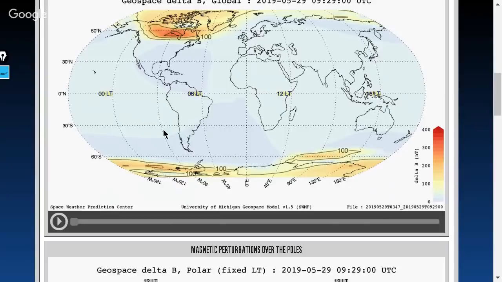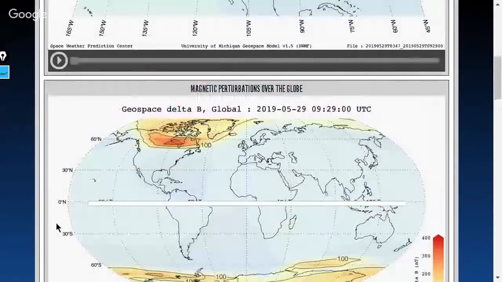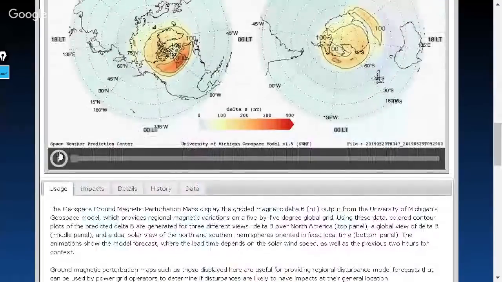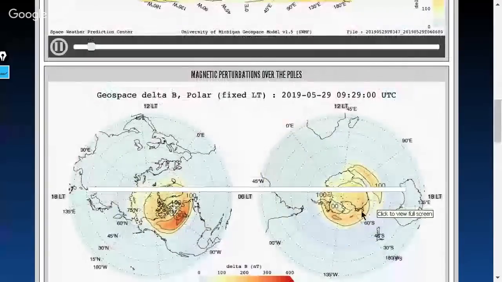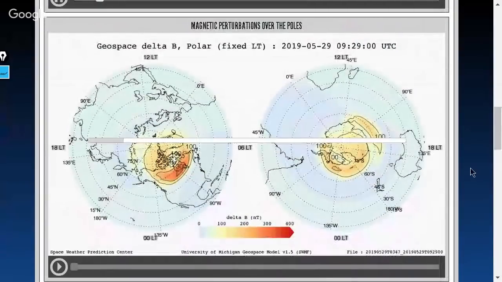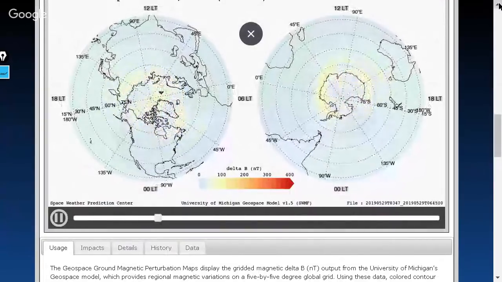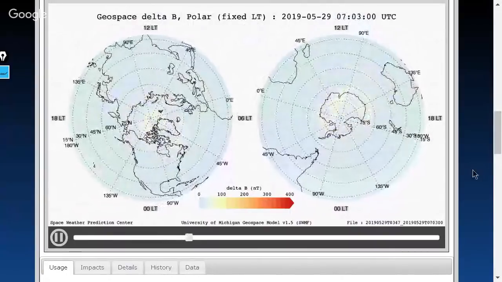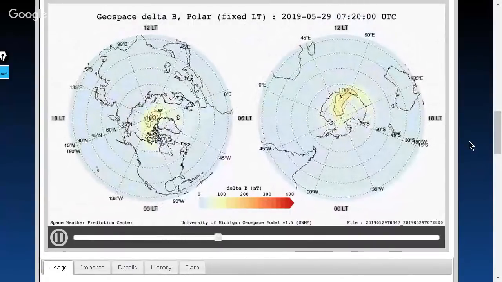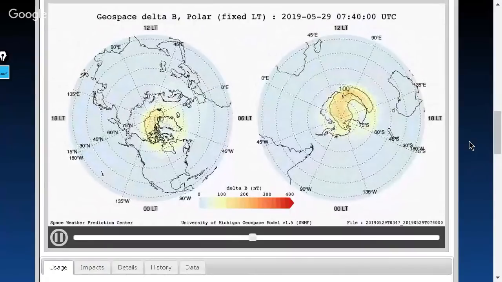Here are the ground perturbations. We should expect to see some significant perturbations here over northern Canada, even the northern US. We're looking at 300 nanoteslas there.